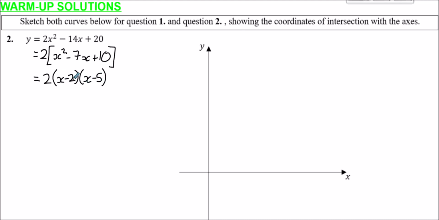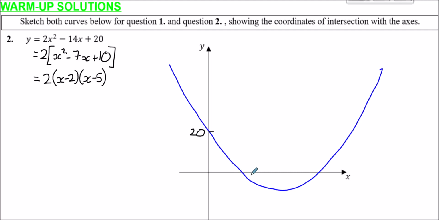So this expression will be equal to 0 when x is either 2 or 5. And so this quadratic has an x-axis intercept at 2 and 5, and it will intercept the y-axis at 20, because if we sub in where x is 0, we get y equals 0 minus 0 plus 20, which is obviously just 20. So this one is going to look something like this. That's going to be 20 here, that's going to be 2, and over here, that's going to be 5.